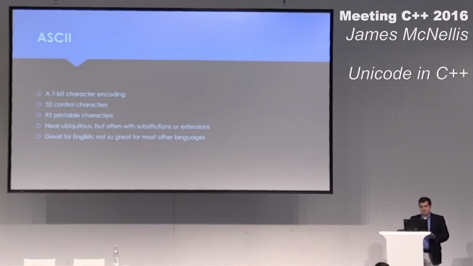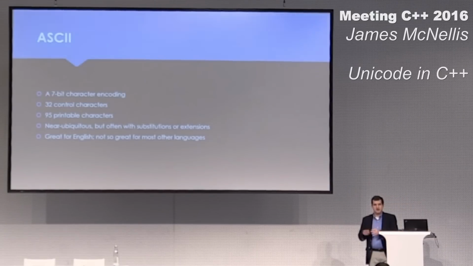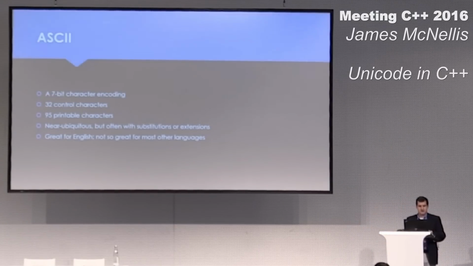Turns out ASCII is a little different than that, though. ASCII is actually just a 7-bit character encoding. So if you're encoding 1 byte per character, then the higher order bit will always be 0. In addition to those 95 printable characters, it also has 32 control characters. The best known of these would be the carriage return and line feed, but there's a bunch of others that are less frequently used. ASCII is near ubiquitous for a single byte character set, and it's great for English, but not so great for most other languages.